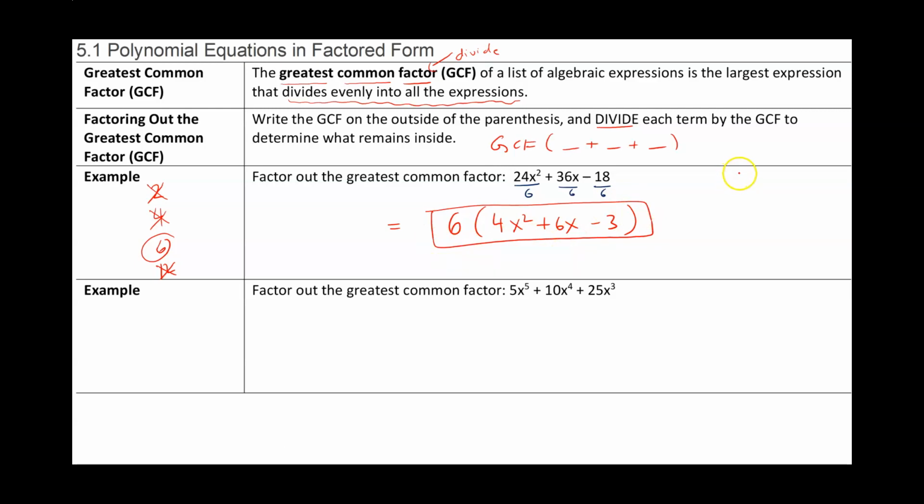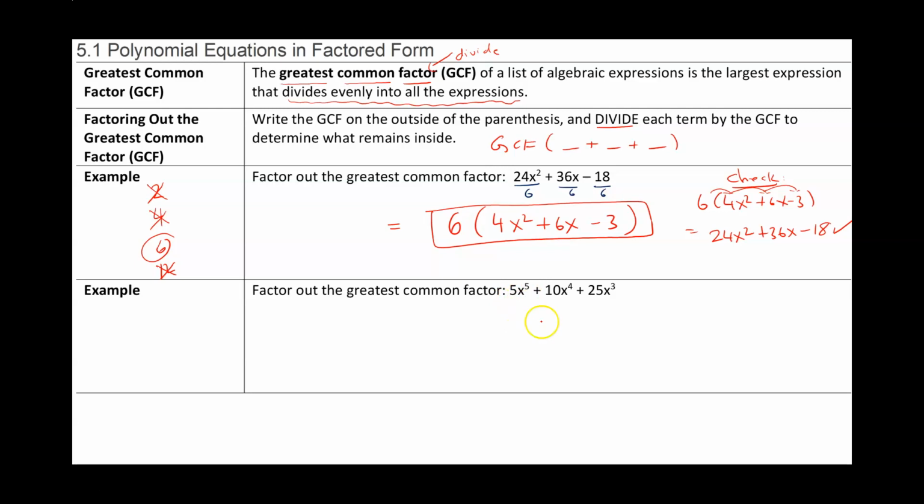To determine if this is correct, we need to check our answer. Well, how do you check? You take 6 times 4x squared plus 6x minus 3, and we distribute. So we have 24x squared. 6 times 6 is going to be 36x, and 6 times negative 3 is going to be negative 18. And that's our original expression. So because our factored form, when you multiply it, gives you our original expression, we know that we did it correctly. Let's take a look at our next one.